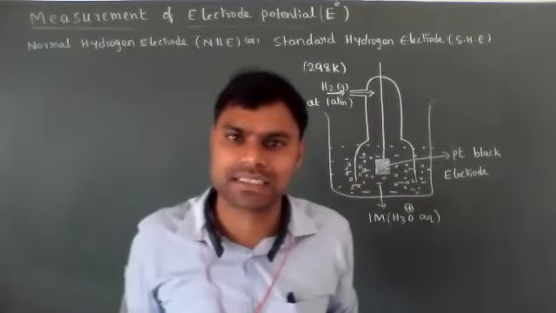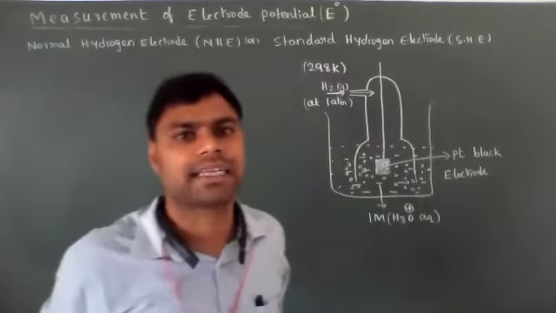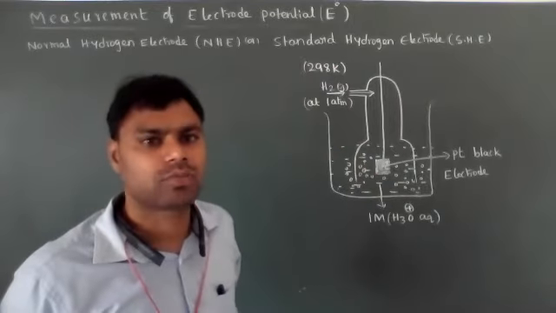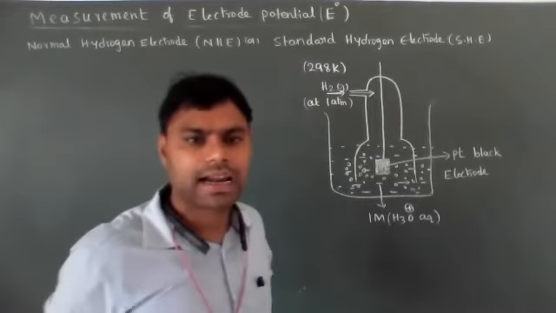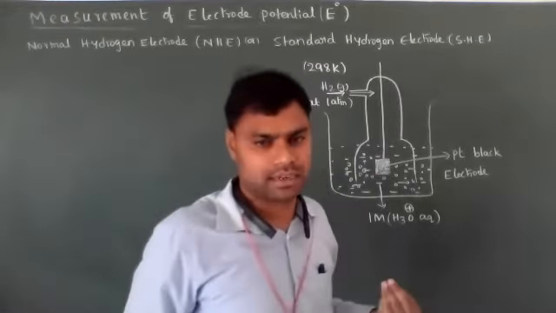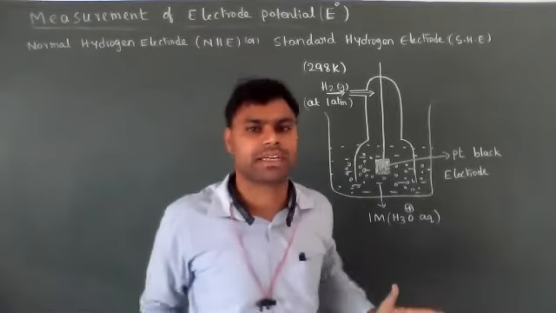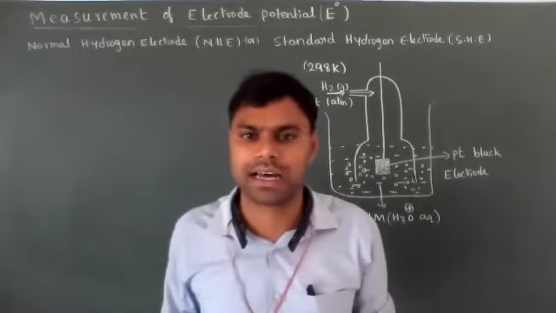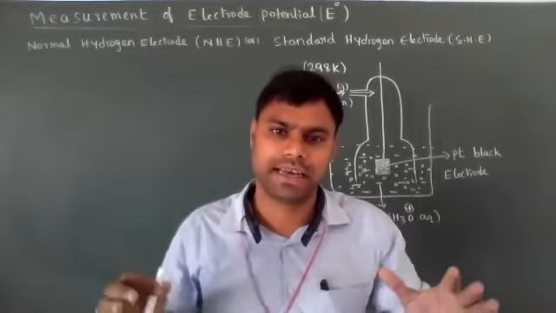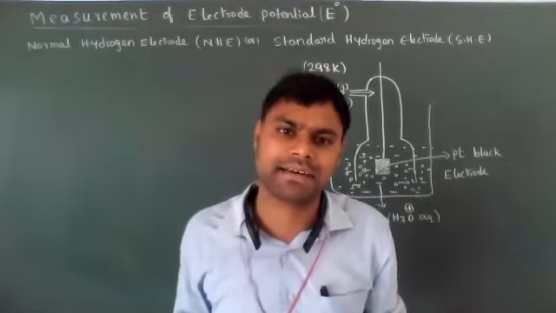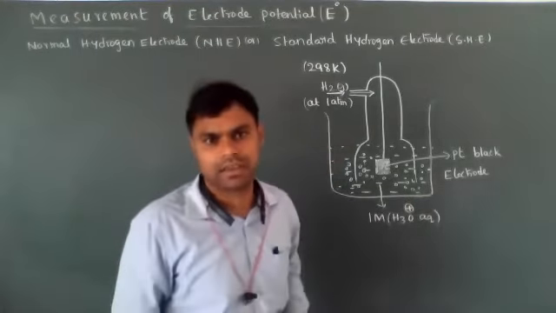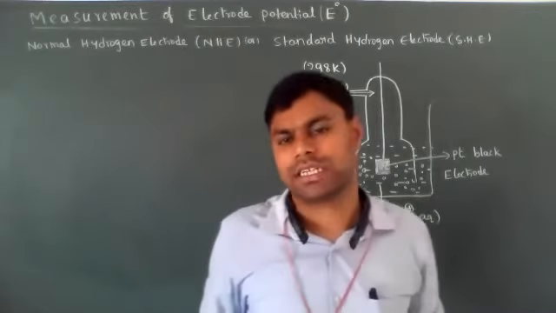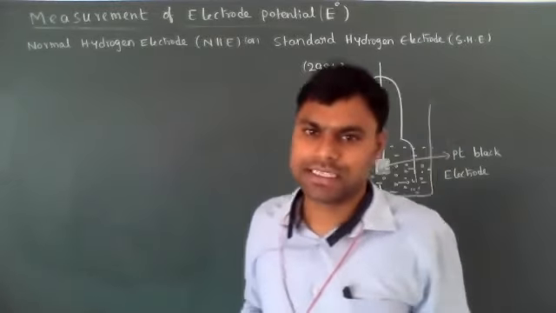Under standard conditions, the electrode potential is known as standard electrode potential. Already we know that oxidation potential is always minus of reduction potential, because oxidation potential and reduction potential are opposite: their magnitude is the same, but they have opposite signs. Okay, students, let's see the measurement of electrode potential or single electrode potential.